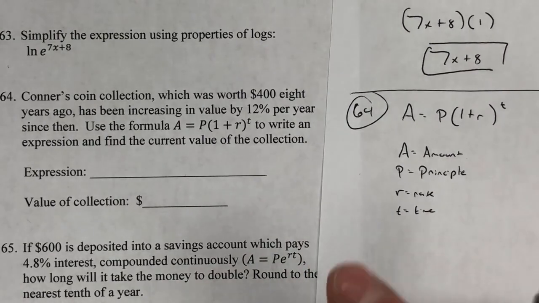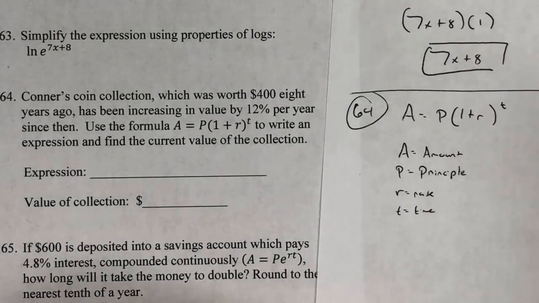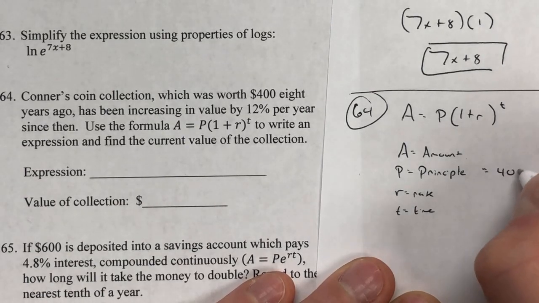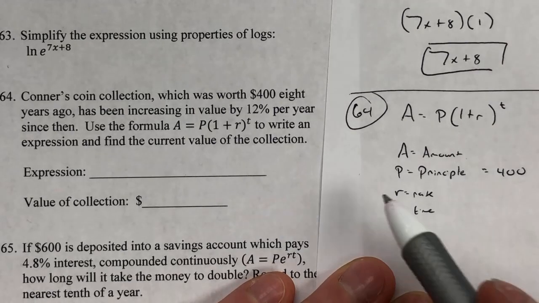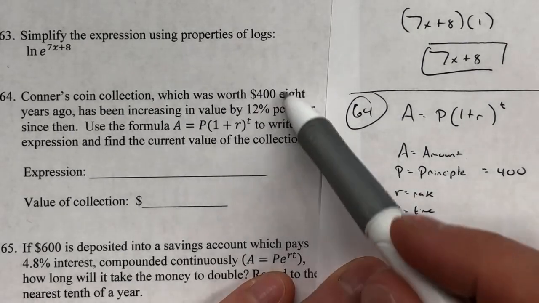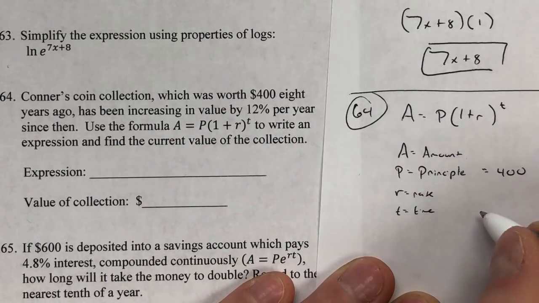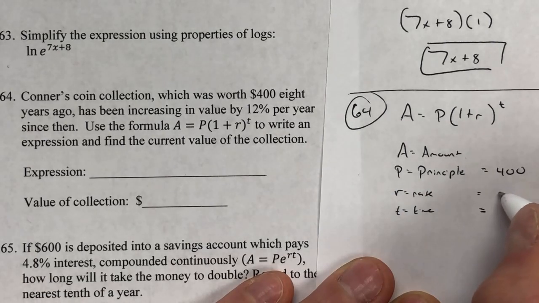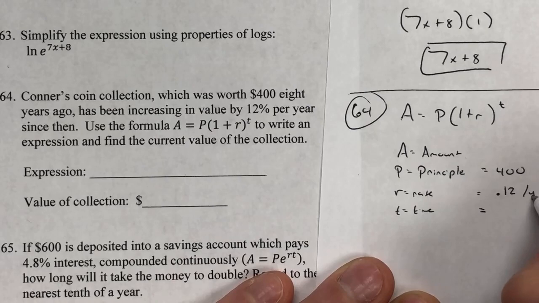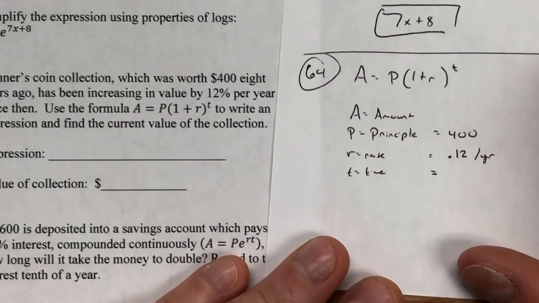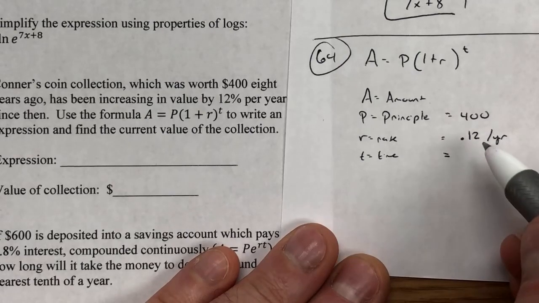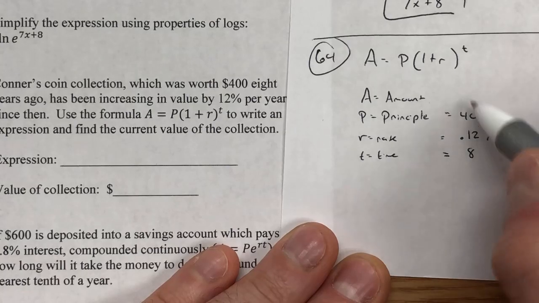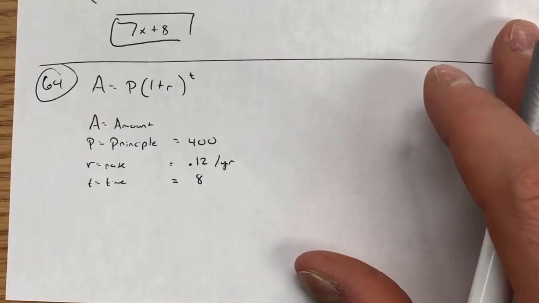Awesome. So if I have $400 8 years ago, that tells me that my initial amount was $400. It also tells me it's been 8 years because we're looking for the current value of the collection. So the amount of time passing, we have 12% per year. So I'm looking at a rate of 0.12 per year. I want to make sure my time is also in years. So if that's 12% per year, how many years has it been? 8 years. That will give me my amount. So let's go ahead and figure this out.